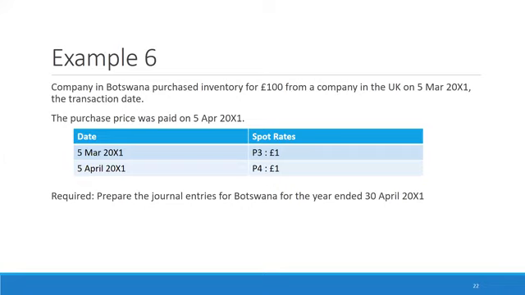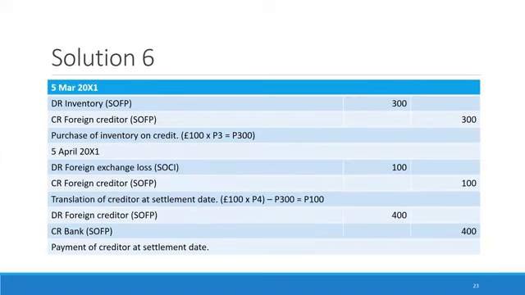But how much did we raise the foreign creditor at? We raised it at 300 Pula. So we're going to have to increase our foreign creditor by an additional 100 Pula. How are we going to do that? We credit our foreign creditor with 100 Pula and we debit our foreign exchange loss.